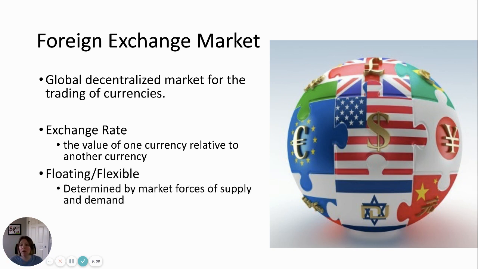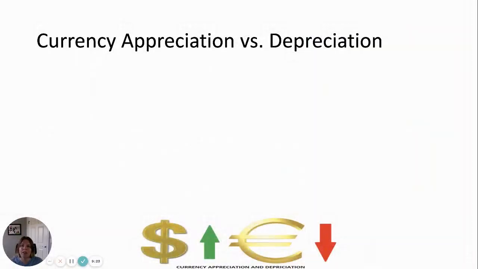So you could have a floating or flexible exchange rate, that's determined by the market forces of supply and demand. It's also possible to have a fixed exchange rate. That's a rate that's determined by governments. That's pegged by governments, usually tied to some sort of gold reserves or something that the country has in reserves, basically.